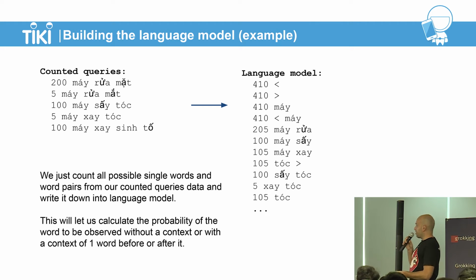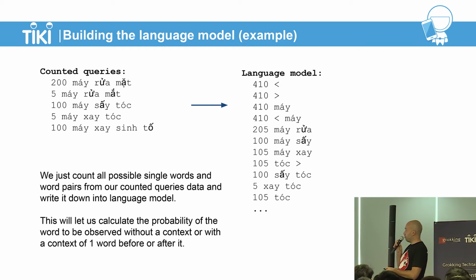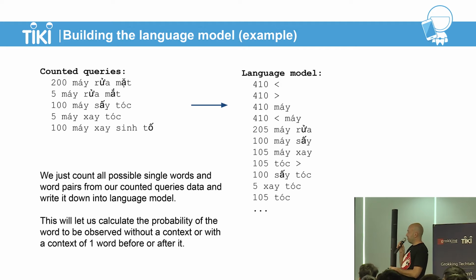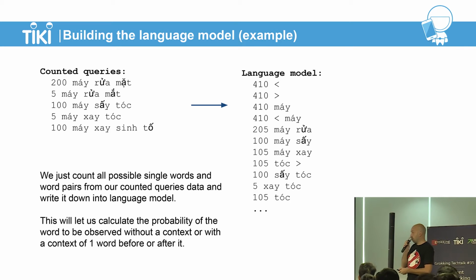Then we have these queries counted, and we basically count all possible single words and word pairs which occurred in these counted queries. So let's say, for example, we see that the word my appeared 410 times in here. You can calculate it if you want to check. It's 200 plus 100 plus 100 plus 5 plus 5. And the word my also appeared 410 times in the beginning of sentence. This symbol we use as a special character for the beginning of the sentence, which is also a context.